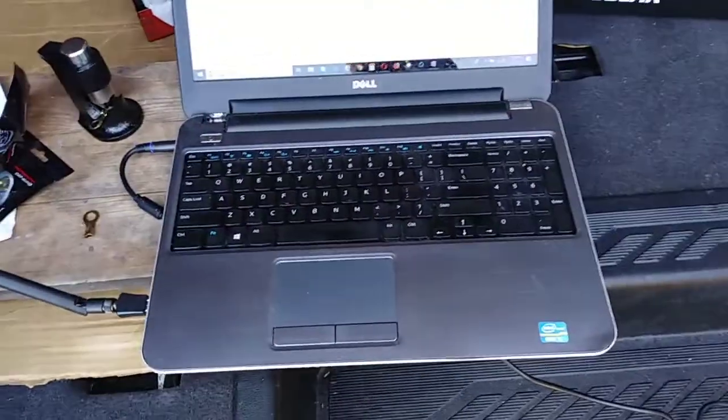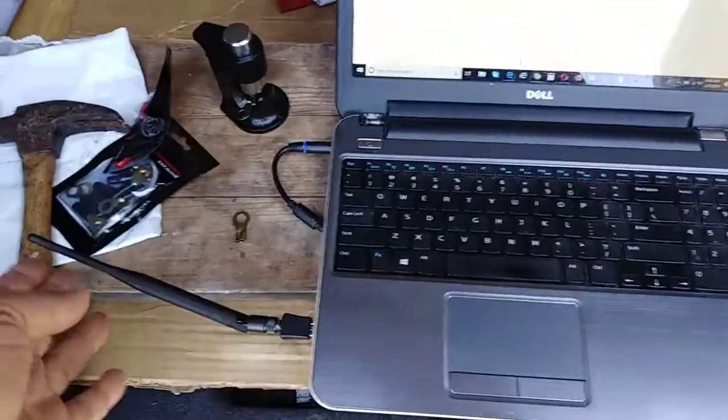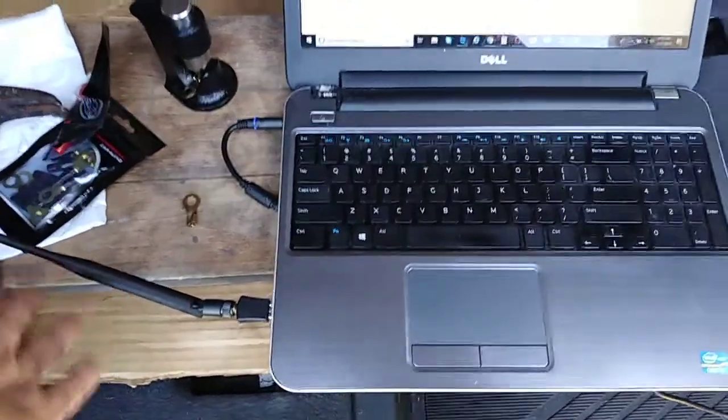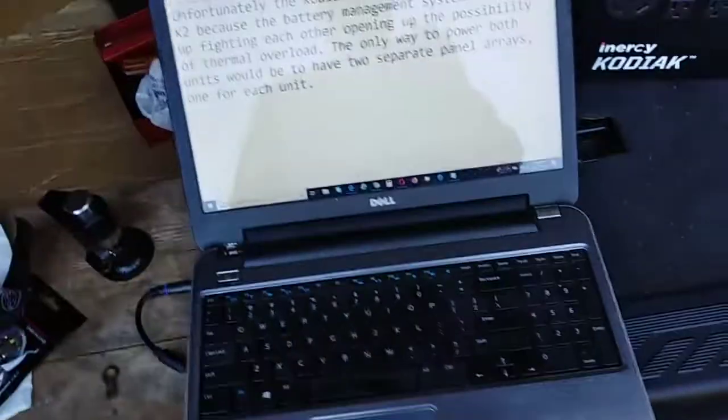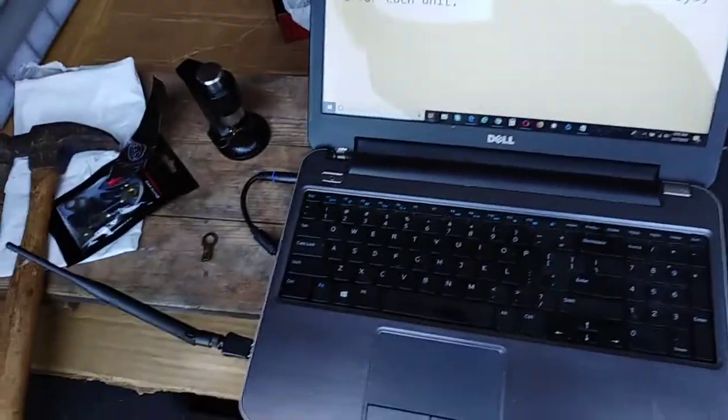And that's what's so good about the Kodiak. You want to use the computer? Then you plug it in. There it is, plugged in. And this is a high gain antenna. I use this high gain antenna to pull signals from further than the antenna of the laptop.